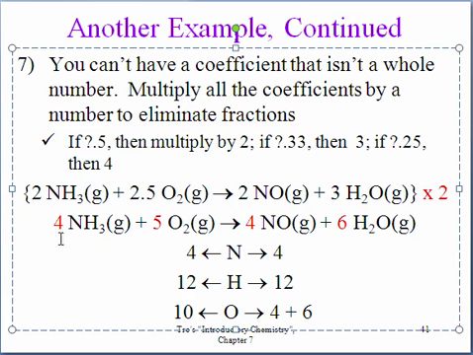4 nitrogens on my reactant side, 4 times 3, 12 hydrogens on my reactant side, 5 times 2, 10 oxygen. On my product side, 4 times 1, 4 nitrogens, hydrogen 6 times 2 is 12, and oxygen 4 times 1, 4, 6 times 1, 6. 4 plus 6 is 10. So it's still balanced, and now my coefficients are all whole numbers.